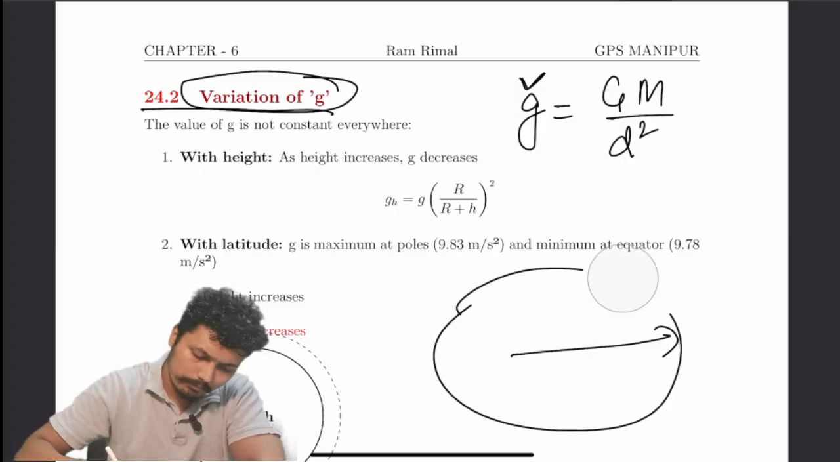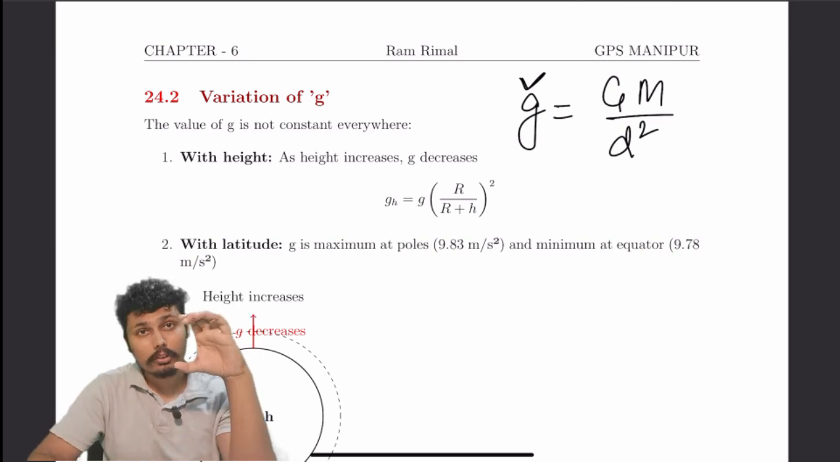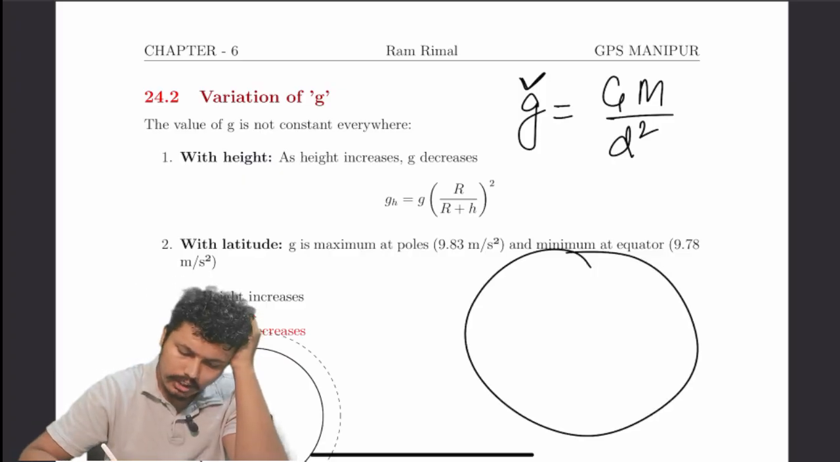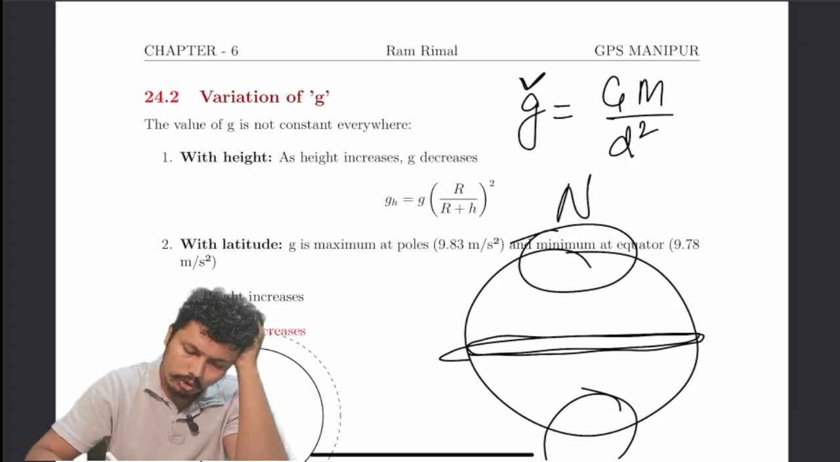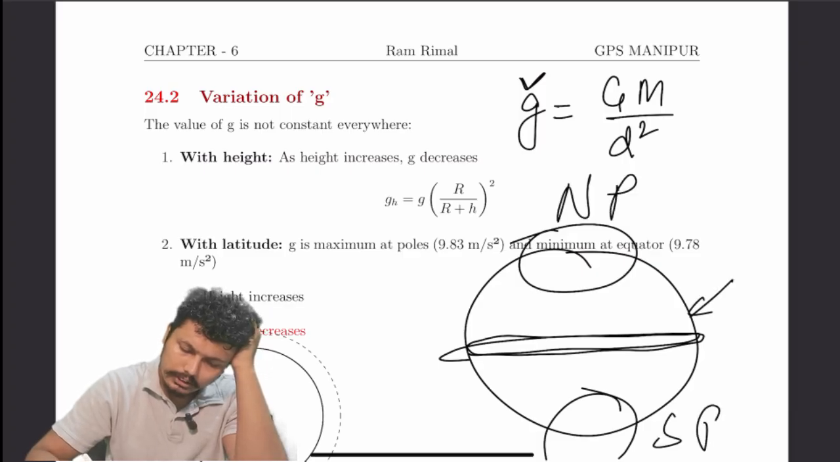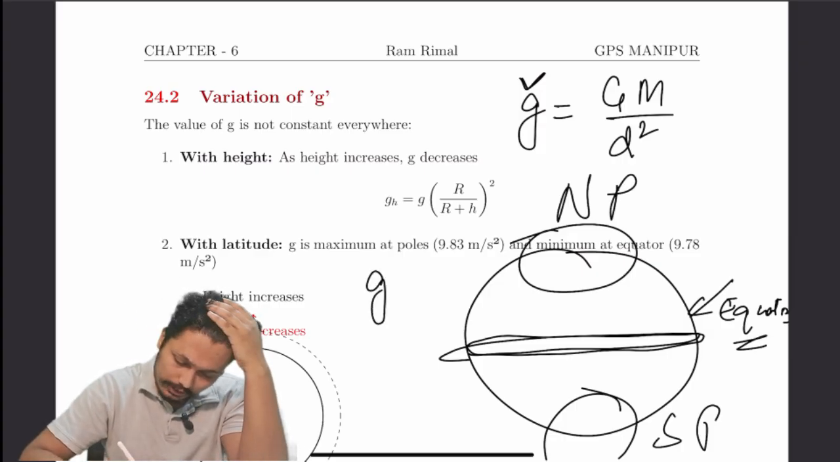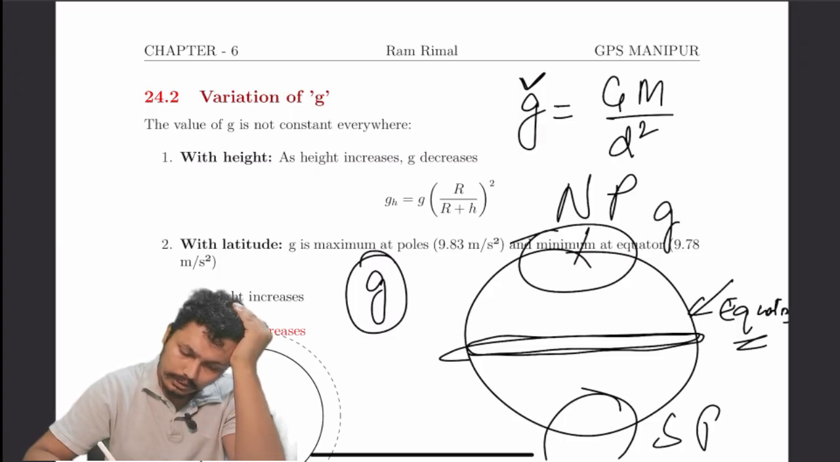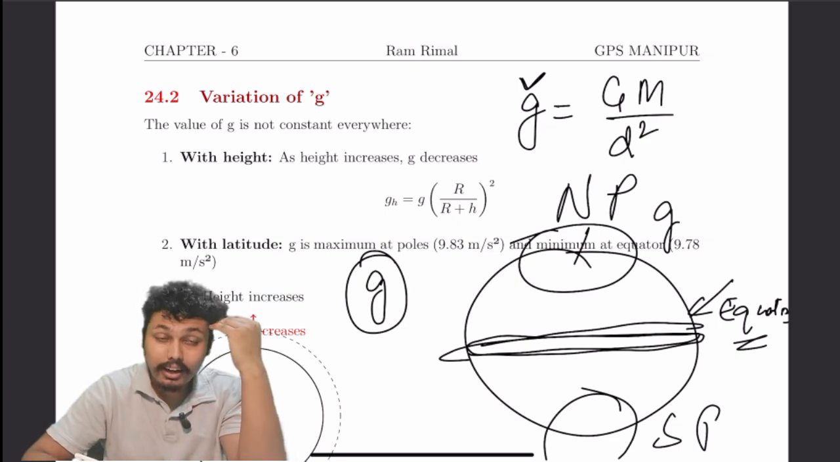So the value of g will be different on different surfaces. It depends upon the height. The value of g at the equator, you know the circle, the earth, the earth has an equator like this. This is the equator, and this is the north pole, south pole. The force of gravitation, the acceleration due to gravity g, will be different here in the equator.